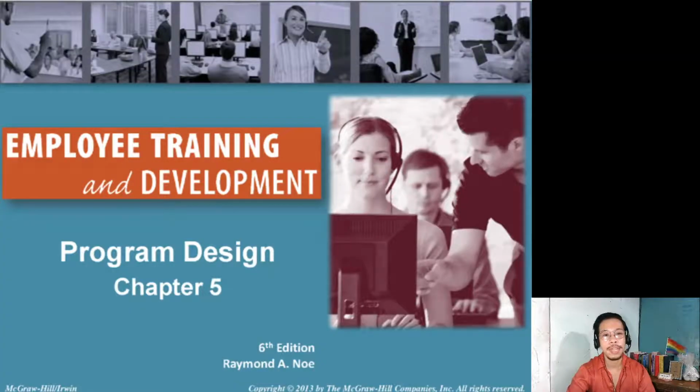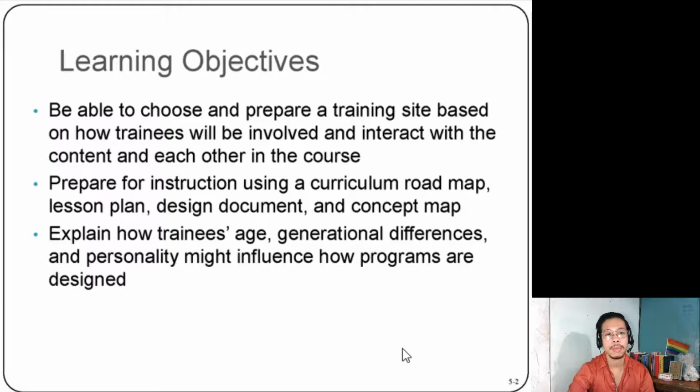So again, welcome to chapter 5 of employee training and development. This will be program design. Same as other lecture series, we'll be having several objectives. Number one, learners will be able to choose and prepare a training site based on how trainees will be involved and interact with the content and each other in the course.